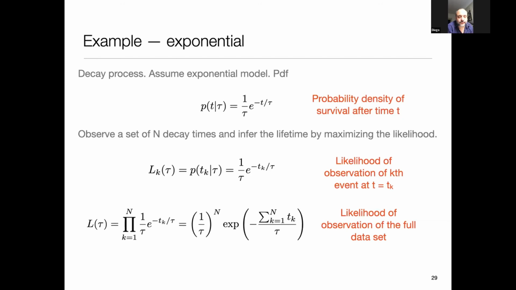So let's do some example to try to fix in our head what is this maximum likelihood business. Take a decay process, assume an exponential model. So we all know that the P of x given m, which I wrote here as P of t given tau, is actually, sorry, apparently that didn't work.